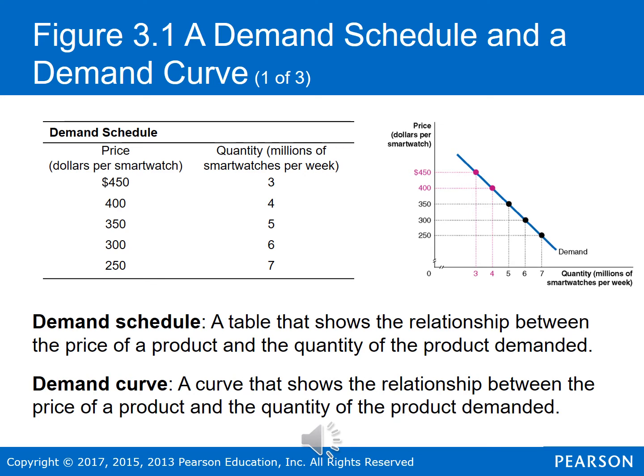Now, just writing out this demand schedule isn't very intuitive. It doesn't appeal to our visual senses very easily. So we can graph this on a demand curve to make it easier to work with. So a demand curve is a curve that shows the relationship between the price of a product and the quantity of a product demanded. And that's shown in the figure above on the right. So again, we have the price on the y-axis and the quantity demanded on the x-axis, and the demand curve connecting all those points that we had on our demand schedule.